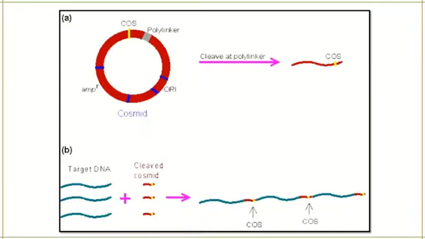So you can see here, this is a cosmid which contains an origin of replication, ampicillin resistance gene, and cos site. You cleave at the polylinker, which is like a multiple cloning site. You can take the target DNA and the cleaved cosmid, and attach the cleaved cosmid to your target DNA. So it will come somewhere like this. The blue regions are your target DNA and cos is the cos site.